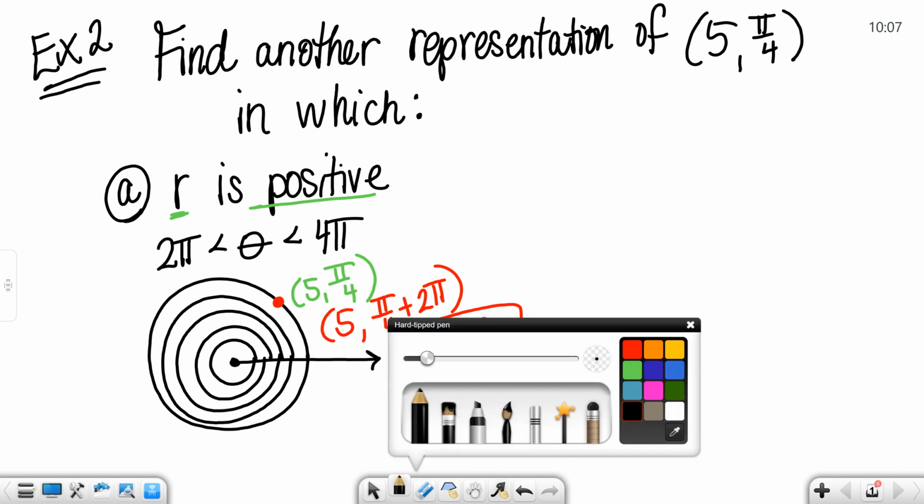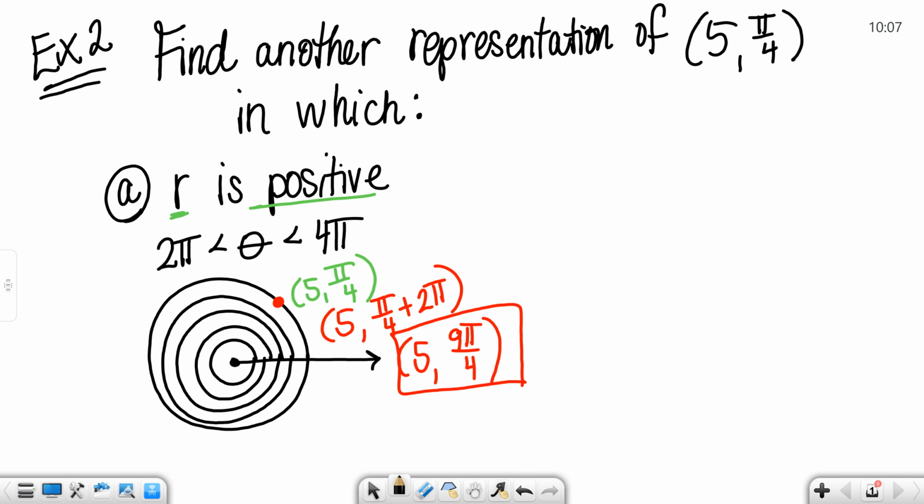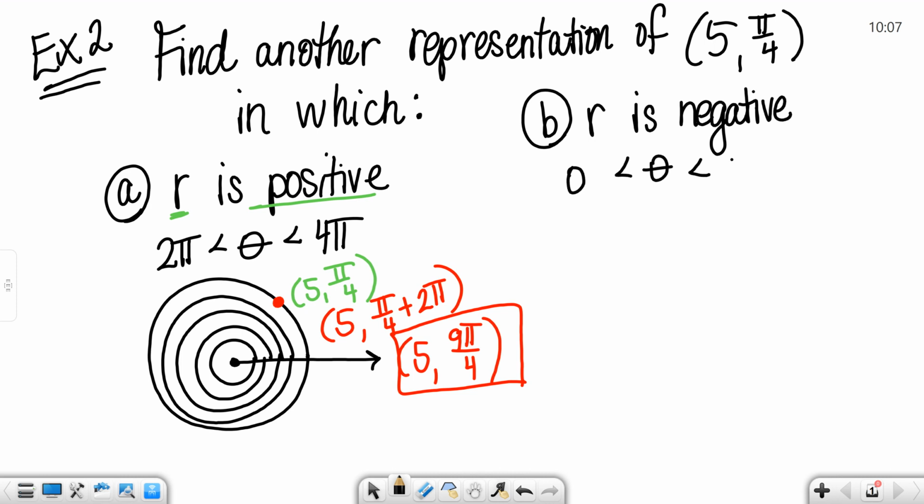All right, next question. Still working with that first point, (5, 5 pi over 4). This time I want r to be negative, and I want theta to be between 0 and 2 pi.